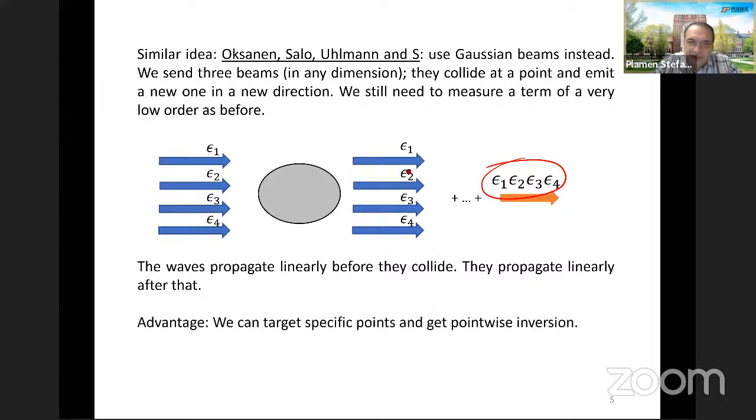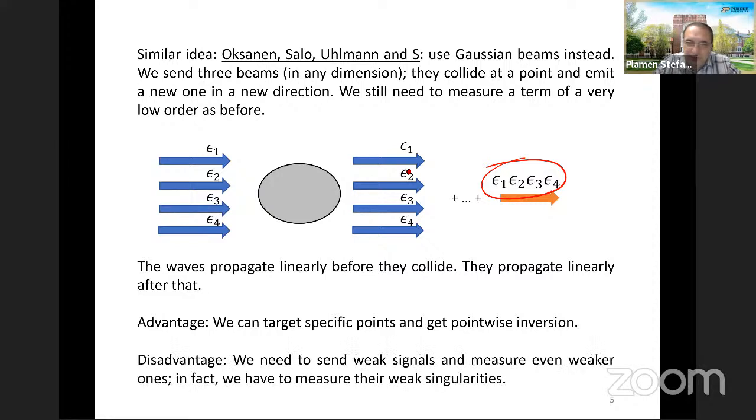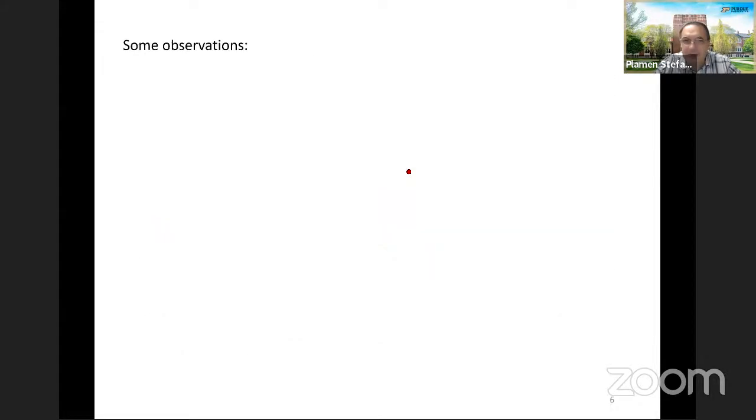And they collide and they propagate linearly after that, and before they collide, they propagate linearly too. So the advantage is you can target specific points and get point-wise inversion, but you really measure an extremely small signal. And you really solve the equation in the linear region, basically.